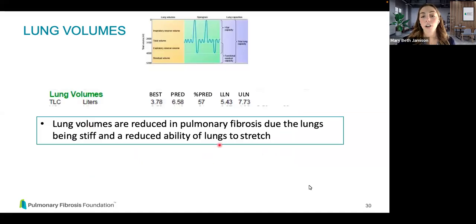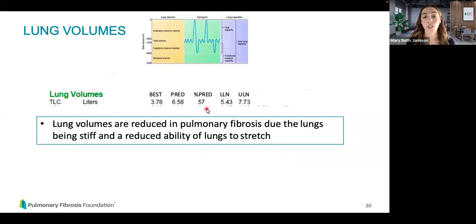So we don't use lung volumes necessarily to monitor progression over time. We do expect the lung volumes to be smaller in pulmonary fibrosis because of that restriction on the lungs. So the lungs are stiff, and there's a reduced ability of those lungs to have a big stretch. So we're expecting to see small lung volumes. In this example, their lung volumes are 57% predicted.